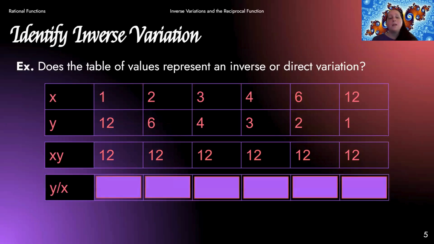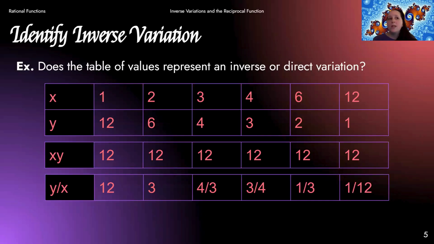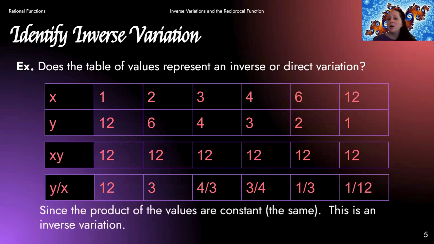Okay. Then we can divide y by x, or you can do x by y. You'll get the same result regardless whether it is constant or not constant. Okay, so 12 divided by 1 is 12, 6 divided by 2 is 3, 4 divided by 3 is 4/3, or 1 1/3. 3 divided by 4 is 3/4, 2 divided by 6 simplifies to 1/3, and 1 divided by 12 is 1/12. We can see that x times y is the same. That's our constant. So there is a constant value here. So in this case, it's an inverse variation because x times y is a constant number.